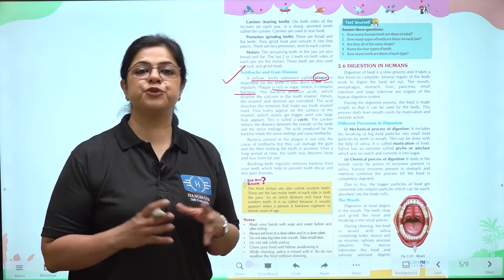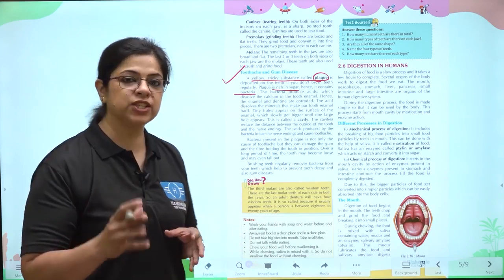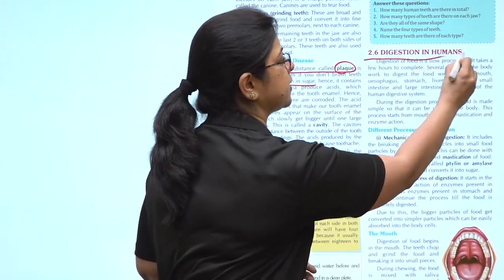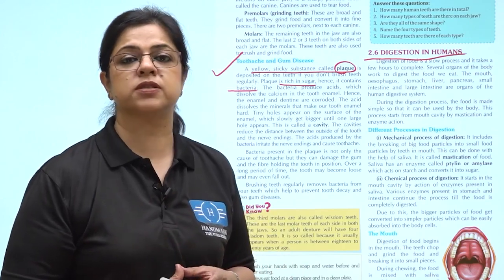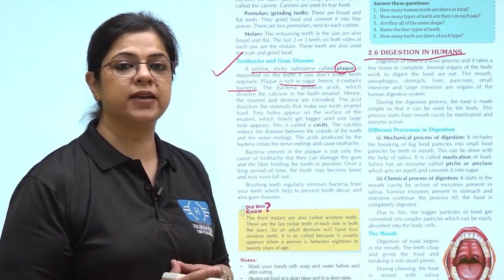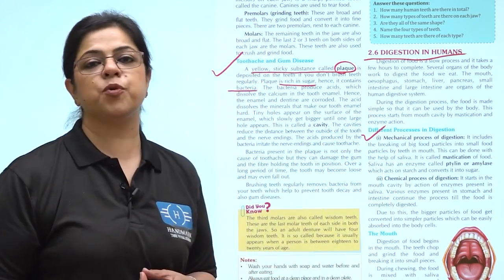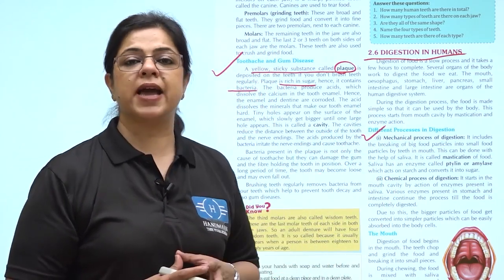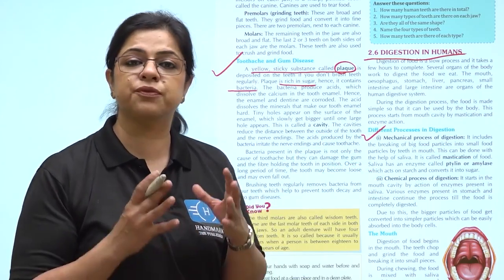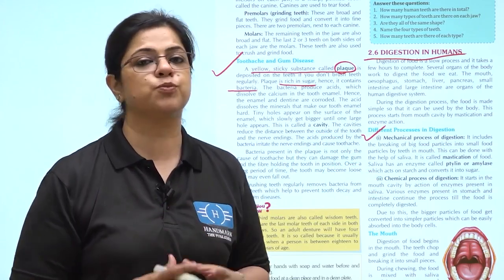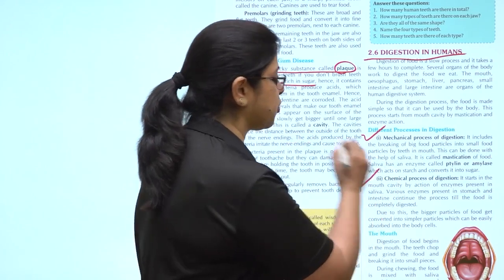Having understood the different type of teeth in the human body, let us now understand how digestion of food takes place inside the humans. Digestion of food is a very complex process in the human body. Let us now understand the 2 kinds of digestion. The first one is mechanical process of digestion. Mostly mechanical process of digestion takes place inside the mouth. It involves the physical breaking down of food into smaller particles.